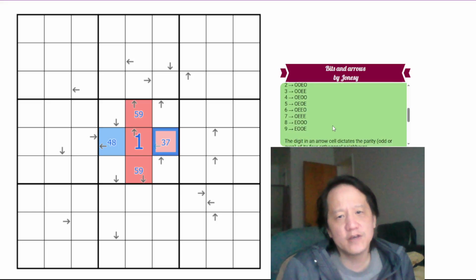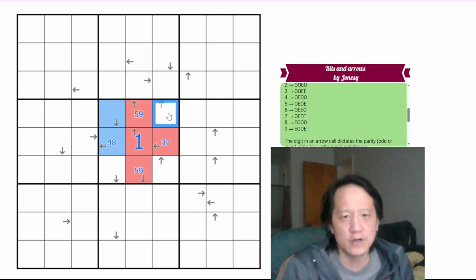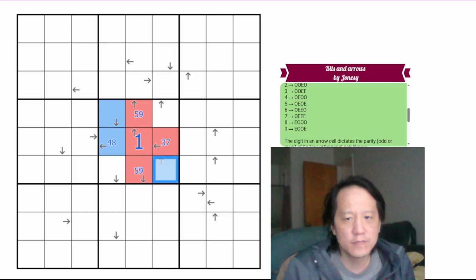If it's 5 and 9, you have odd, even, odd, even. So either way, this would be even. Or even, odd, odd, even. Either way, one of these is even. So this would be odd, even, even, odd, odd, even.